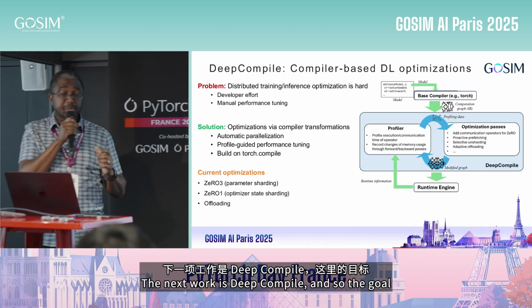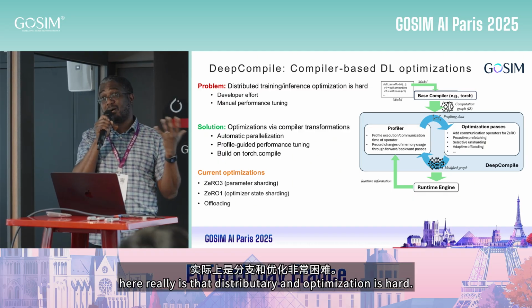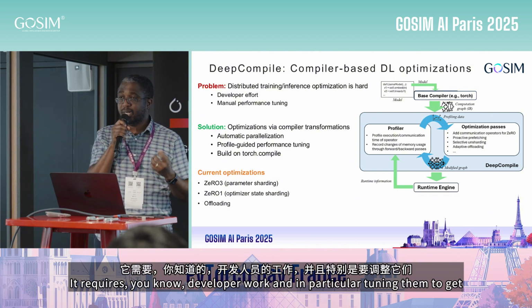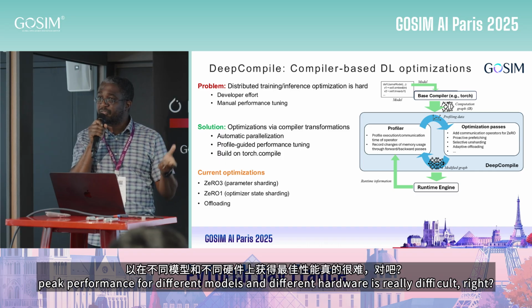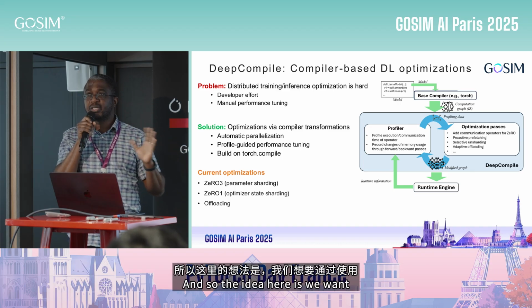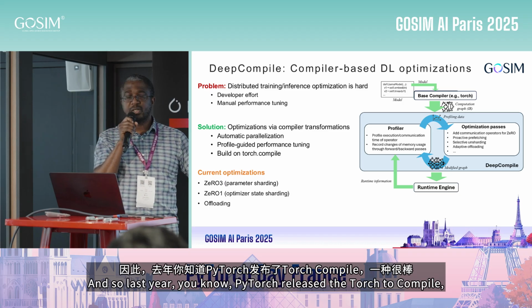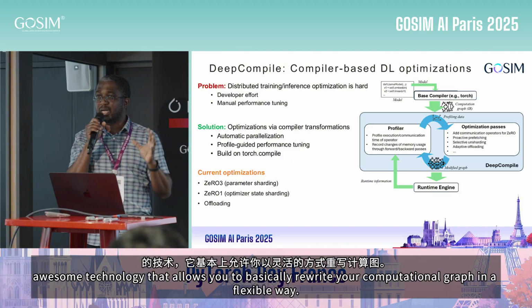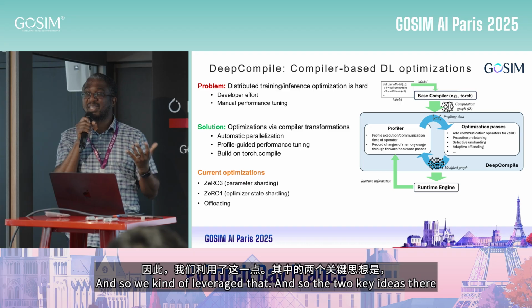The next work is DeepCompile. The goal here is that distributed training optimization is hard. It requires developer work, but in particular, tuning them to get peak performance for different models and different hardware is really difficult, right? So the idea here is we want to automate this by using compiler technology. Last year, PyTorch released torch.compile, awesome technology that allows you to rewrite your computational graph in a flexible way. And so we leverage that.